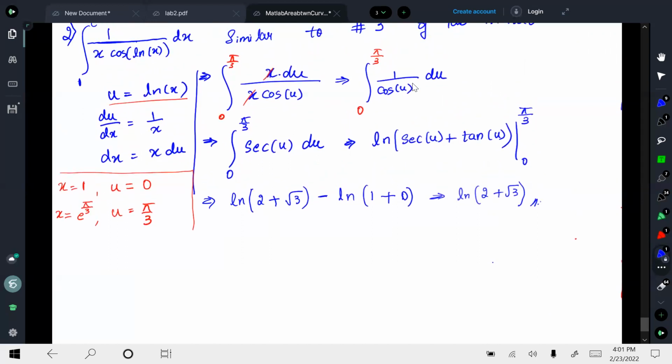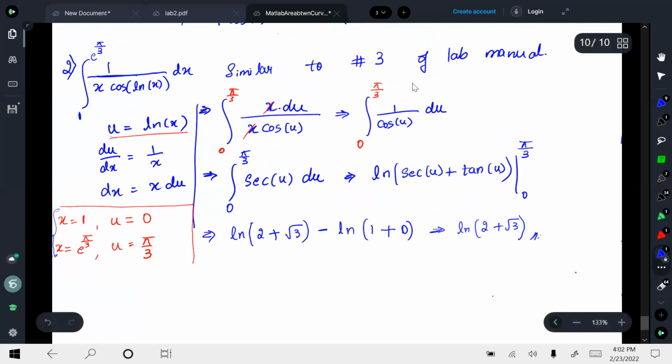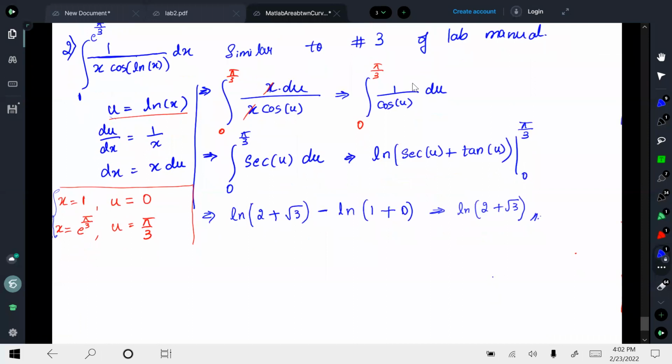Now, if you don't like to change the limits like I did here, say you have some large functions and you're not comfortable finding the new limits, you can still use the same limits. But remember, before you apply the limits in place of u, you have to convert u in terms of x. Substitute back what u is and then you can apply the limits. You can do it that way as well. Okay, so I'll just give you a minute to write down.